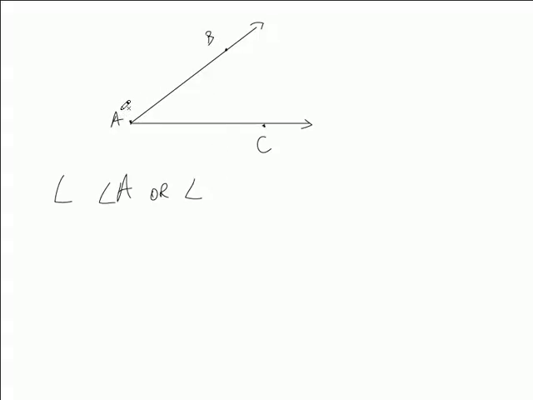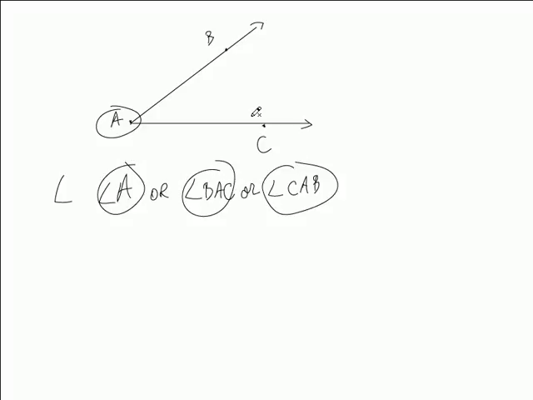BAC, that's right, because what has to be true about the vertex? It has to be where? It has to be in the middle, that's right. So you can go any direction. You can go BAC or what else? CAB, good. So you could go angle BAC or you could go angle CAB, doesn't matter. All right, so any of those are valid ways to name that angle.